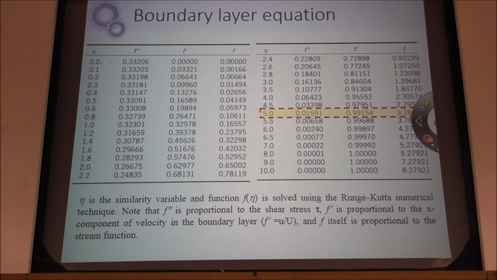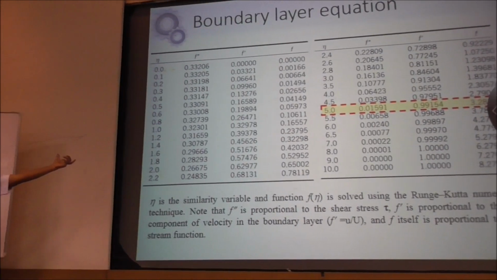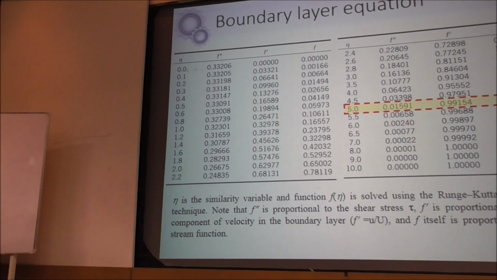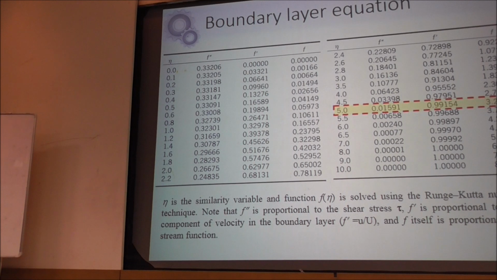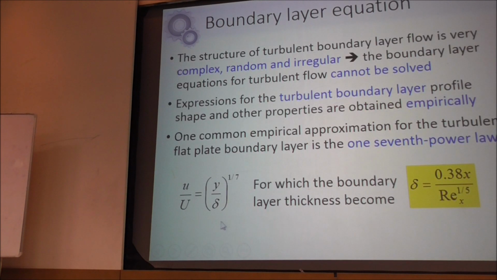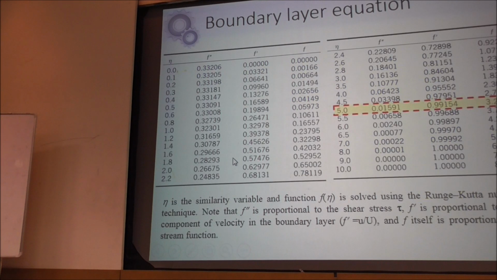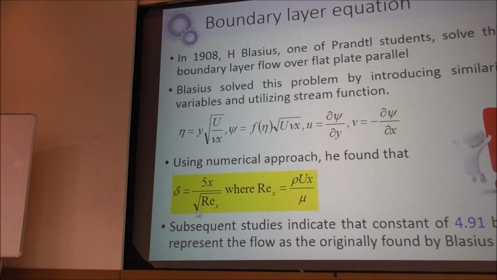So thankfully, Blasius has done this for you, so you don't have to do it on your own. What you need to remember is that for laminar flow, delta will be 4.91x over the square root of Reynolds number x. Is that complicated enough for you?